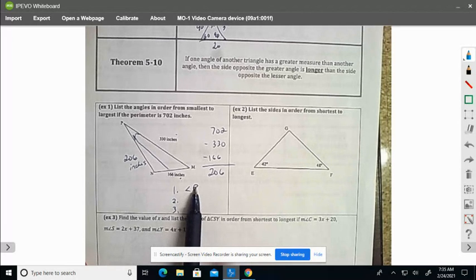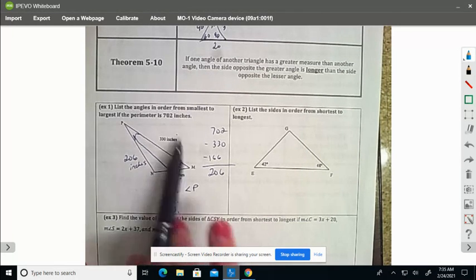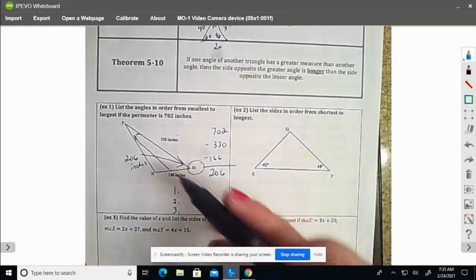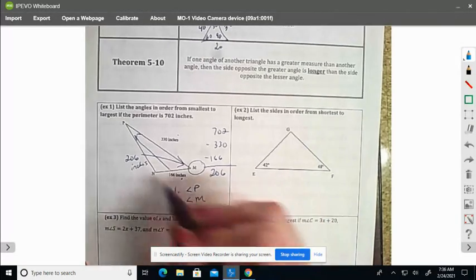So I'm starting with my smallest angle. My next smallest side is 206, so I'm going to look opposite it, and the angle is M. So angle M would be next. And then lastly, angle N.